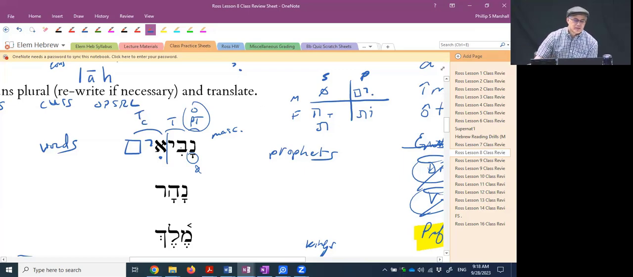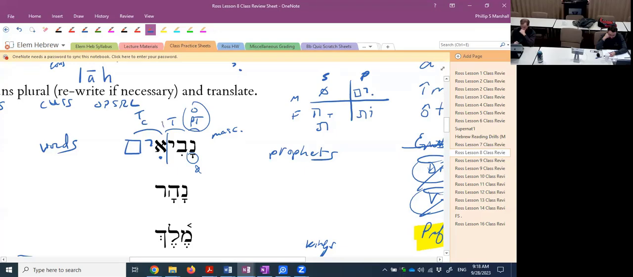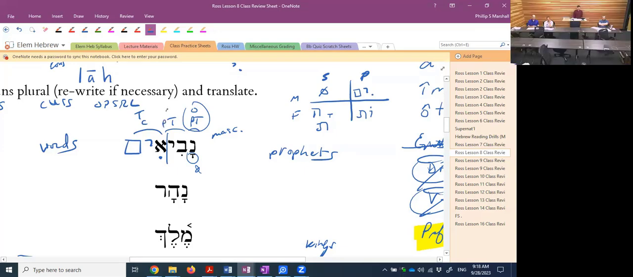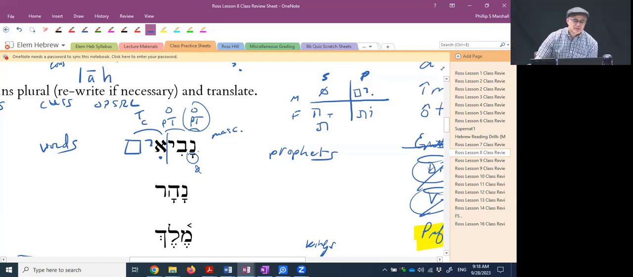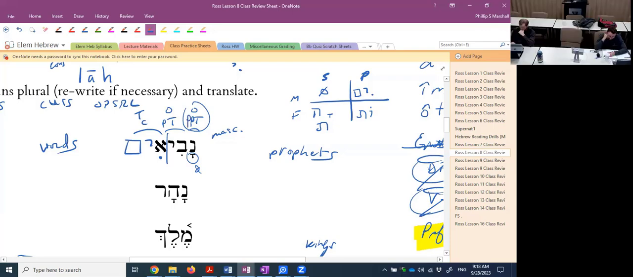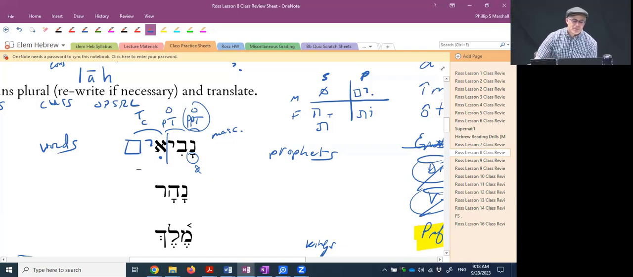The bet and the hireq yod that's left in the middle, is that tonic anymore? No, it's pretonic. And is it open or closed? It's open. And the first syllable, is it still open right now? Yes, but it's not pretonic, it's propretonic, because I've added an extra syllable at the end. Now I have to apply syllable rules.